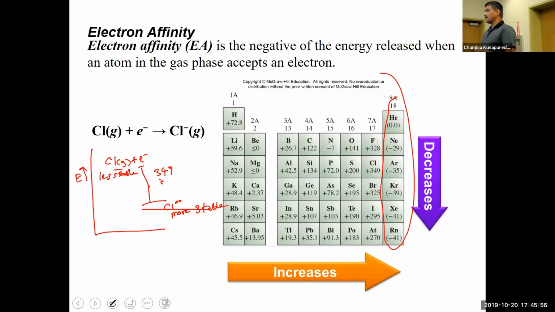Let's see the trends again. From left to right, electron affinity values are increasing, and from top to bottom, electron affinity values are decreasing. It is easier to predict the trends from left to right than from top to bottom. But still, we are going to discuss an example of how to explain the trend from top to bottom, why it is not likely to take an extra electron.